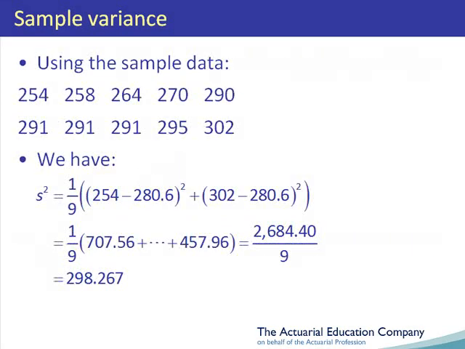For the sample of 10 claim amounts, we can calculate the sample variance by squaring the deviations of the sample values from the mean of 280.6, adding up the total, and dividing by 9. If we do this, we obtain the value 298.267. So here, the sample standard deviation is 17.27, the square root of 298.267.